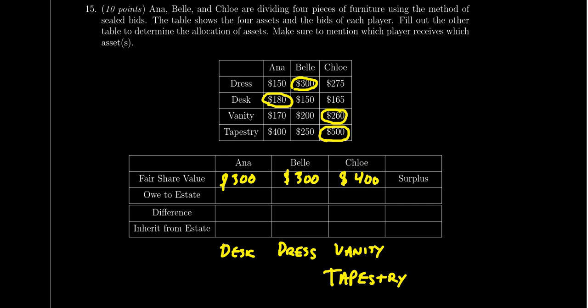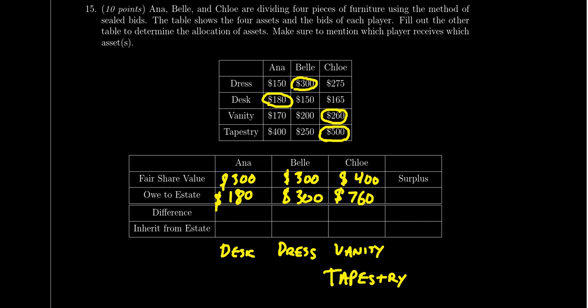Okay, so then we have to calculate, what do they owe to the estate? Well, since Anna is going to get the desk, she needs to pay $180 to the estate. Belle bid and won the dresser, which would be $300, so she's going to pay $300 to the estate. Chloe bid and won the vanity and the tapestry. So $260 plus $500, that is a total of $760 that she should owe to the estate. So that's how much they have to pay for those things.